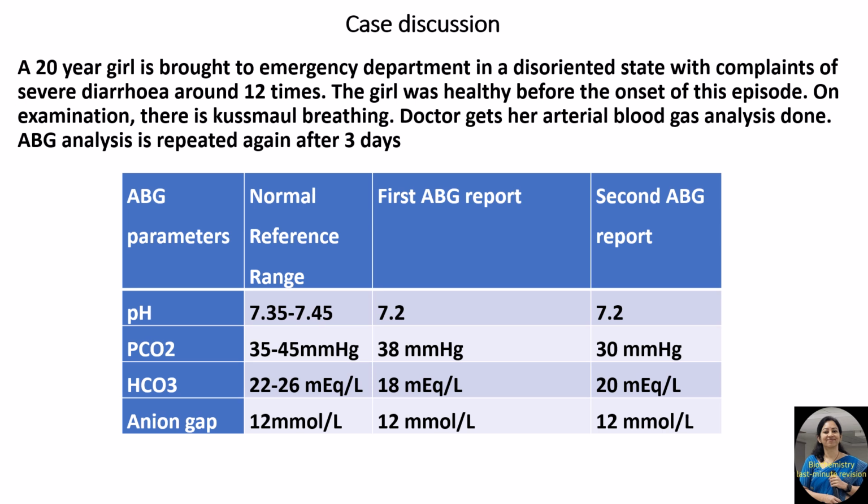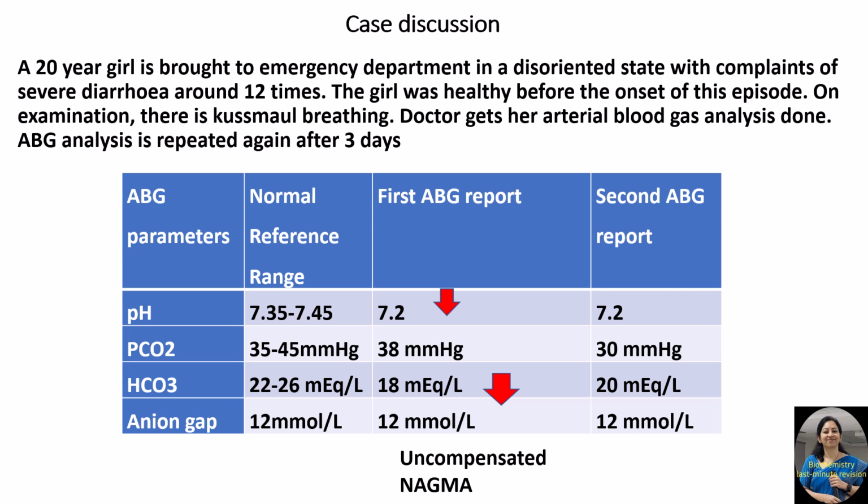Let's interpret this. What has happened to pH here? It is decreased, so this is a case of acidosis. Now what has happened to bicarbonate? It is decreased, and the partial pressure of carbon dioxide in the first ABG report is normal, so this is uncompensated metabolic acidosis. What has happened to anion gap? It is normal. So this is uncompensated normal anion gap metabolic acidosis due to diarrhea.